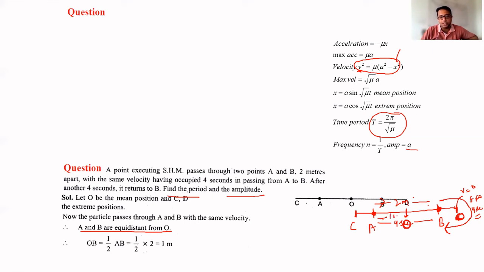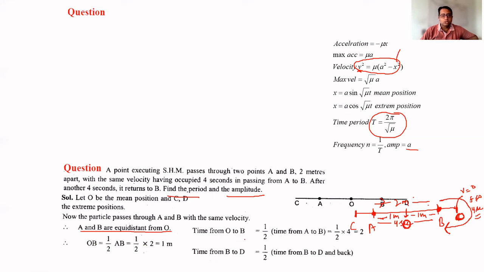is 2 meters. So on both sides, how much remains now? 1 meter. So OB is half of AB, that is 1 meter. So the time from O to B, obviously, will be half of the total time. The time from A to B is 4 seconds and O is the midpoint of them. That means the time from O to B will be half of the time from A to B, that is 2 seconds.